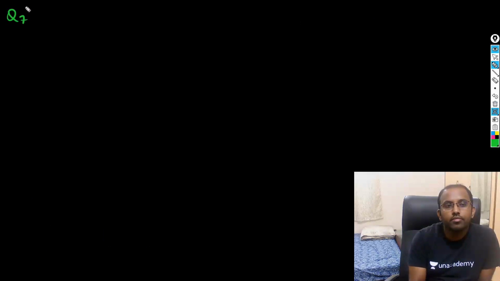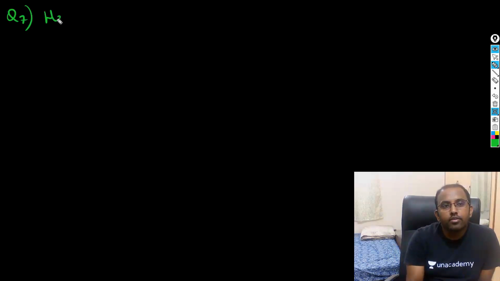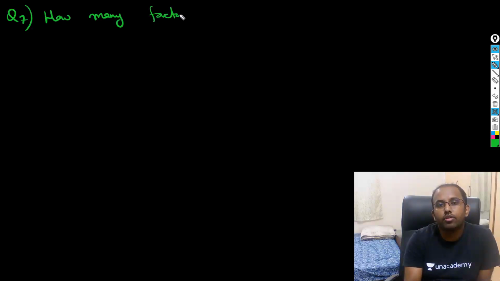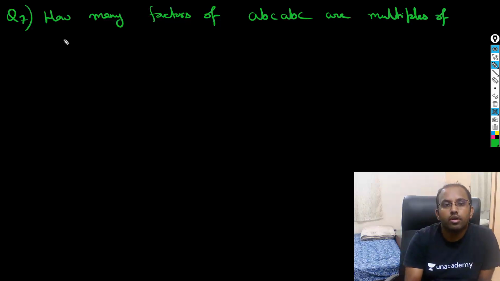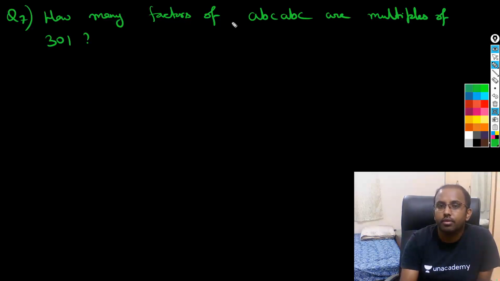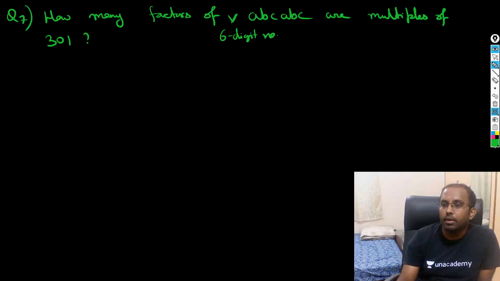Now question 7 says that how many factors of a 6-digit number ABC are multiples of 301? That's the question here. Okay, let's solve this question now.